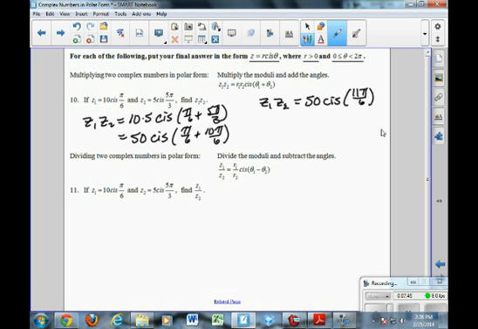Now when you're doing these kind of problems, when you get your angle, make sure it's between 0 and 2 pi. If it's too big, subtract 2 pi. If it's negative, add 2 pi. Sometimes you'll have to do that more than once to get the angle back into the preferred form, the preferred domain. So I'm not going to do any more of these because I think these are fairly self-explanatory.